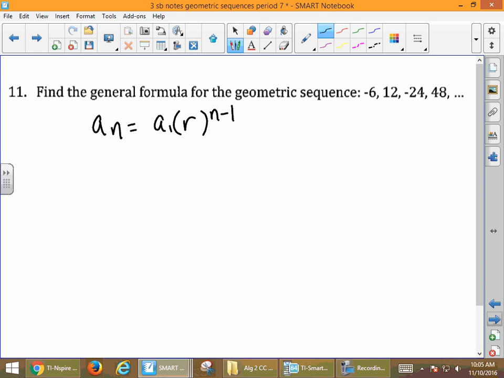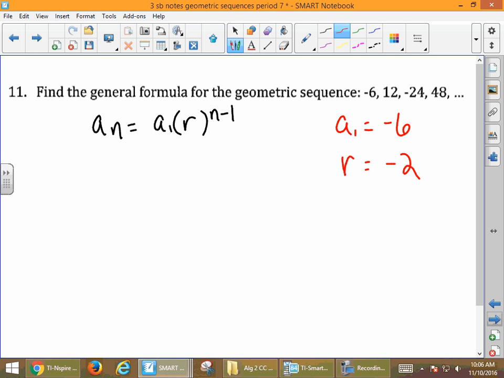But when we go back and look at this, what we see is our first value in the sequence is -6. To find the common ratio, we take the second term divided by the first, 12 divided by -6. Or we can take the third term divided by the second, -24 divided by 12. Or we can take 48 divided by -24. But every single time that we do that, we're going to get that value of -2. 12 divided by -6 is -2.